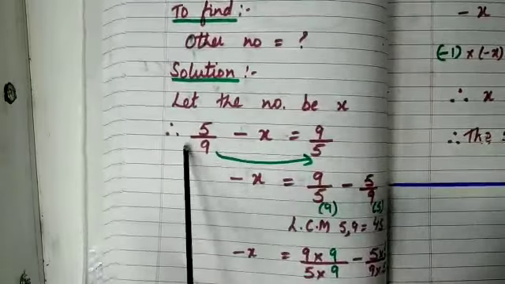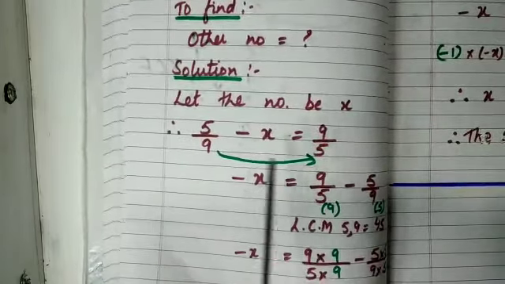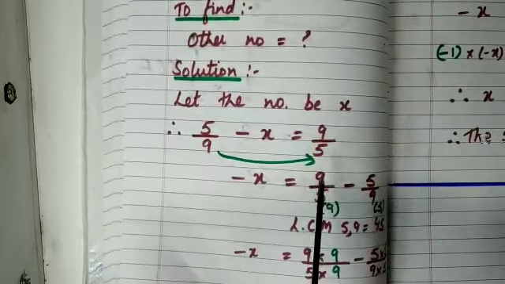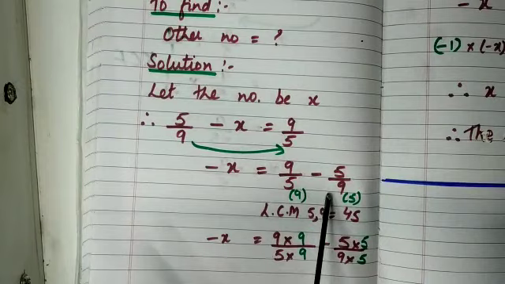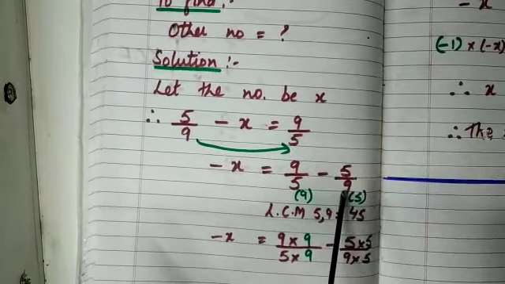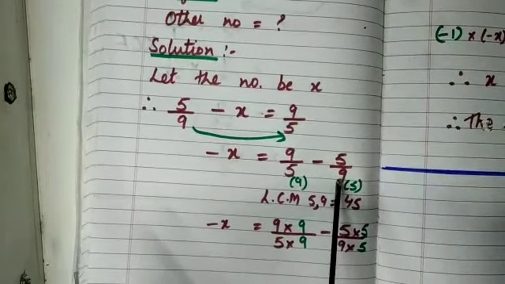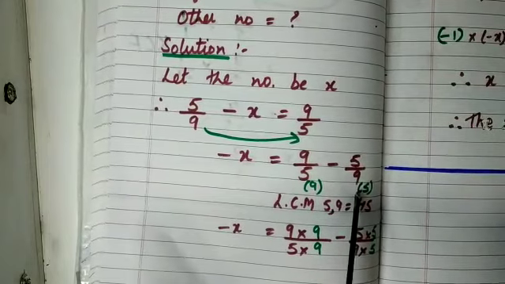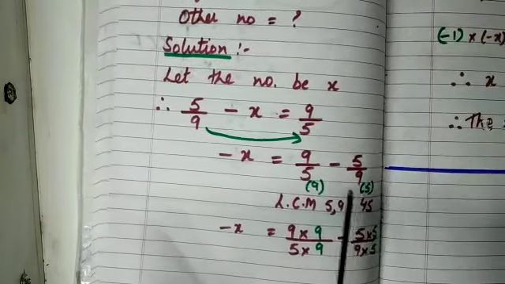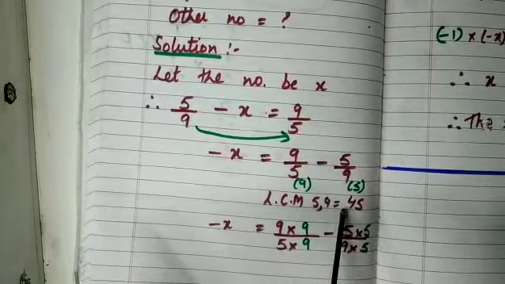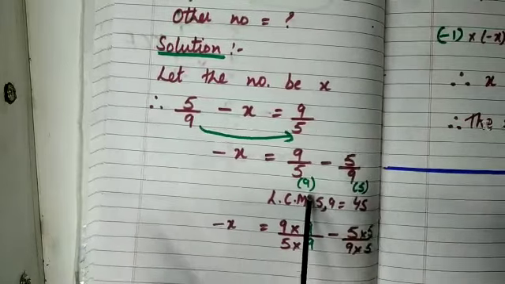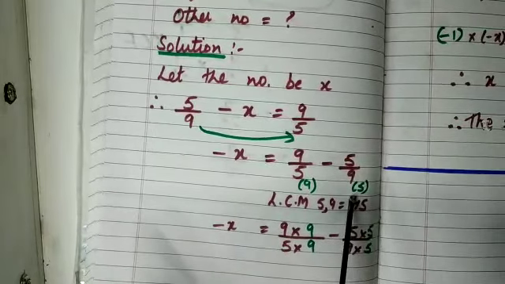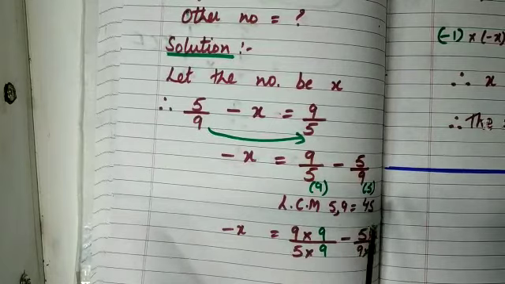Now again the same thing, it is moving towards the other side. So this minus x as it is, 9 upon 5, this is going to the other side and becoming minus 5 upon 9. This is plus 5 upon 9, so it will go to the other side and become minus 5 upon 9. Now the denominators are different. Again you need to take the LCM. So LCM of 5 and 9 is 45. So 5 has to be multiplied by 9 and 9 has to be multiplied by 5. So you get the LCM as 45.